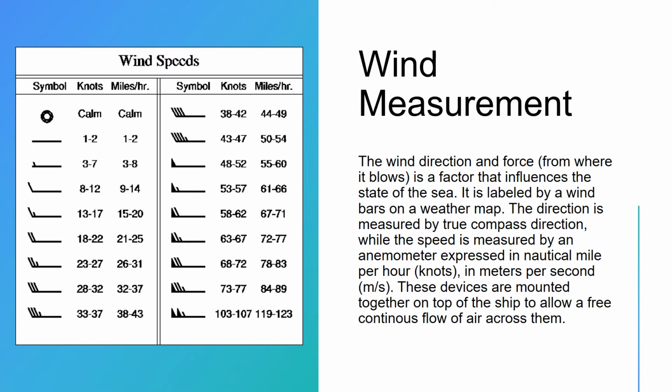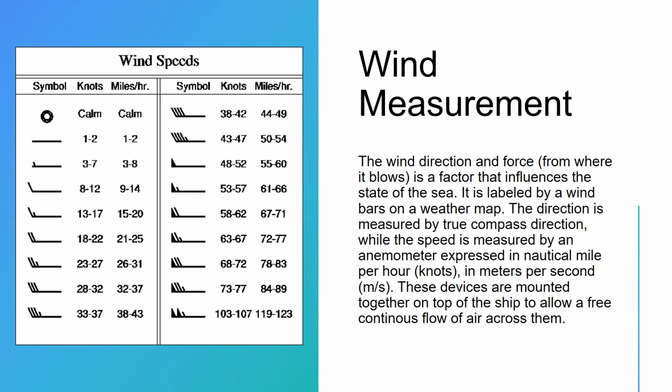So, yan yung tinatawag na anemometer. So, diyan natin mababasa kung gaano ba kalakas or kahina yung bugso ng hangin. Then, dito naman sa wind speeds, dito sa illustration sa left, so makikita nyo dito ang different symbols at ang katumbas niyang speed from knots or miles per hour.